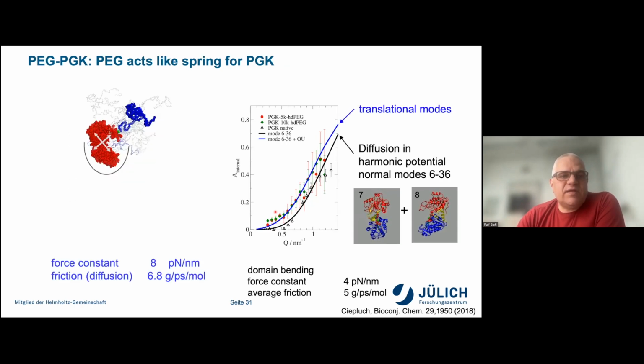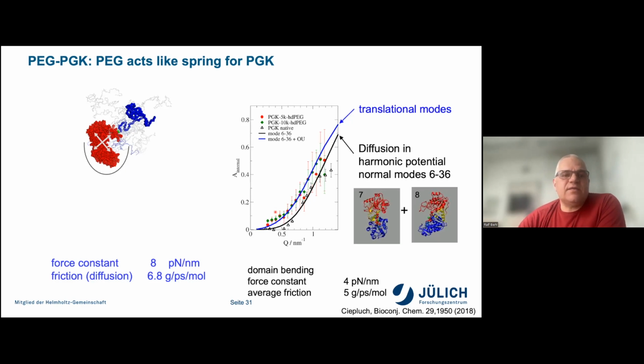To explain this, we assumed that the protein is trapped in a harmonic potential and makes mostly translational movements in this harmonic potential. The polymer is acting like a spring in this case. If we use this model, we find a quite good description of our data. We use harmonic Brownian motion in a harmonic potential, and then we also get a force constant. This force constant is around 8 piconewton per nanometer. The friction here is fixed to the value of the solvent friction of the protein.